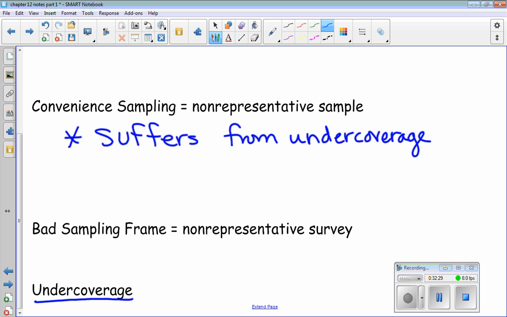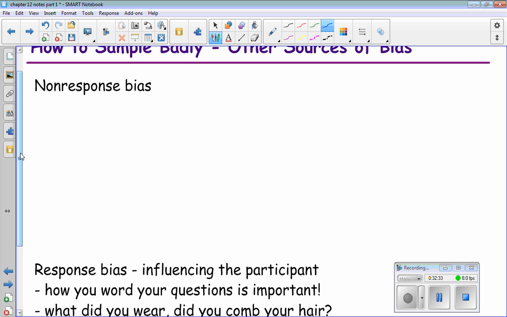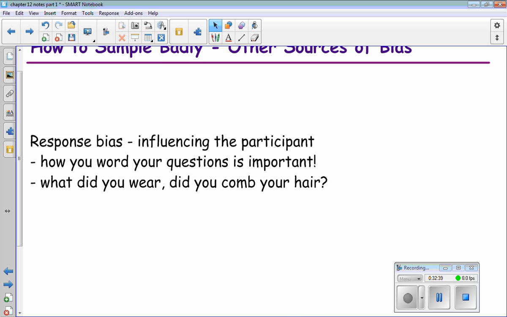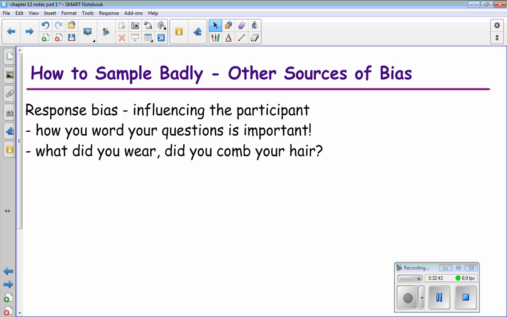Good. So, how about the difference between non-response bias and response bias? And voluntary response bias. Wow, what is that? Non-response bias?